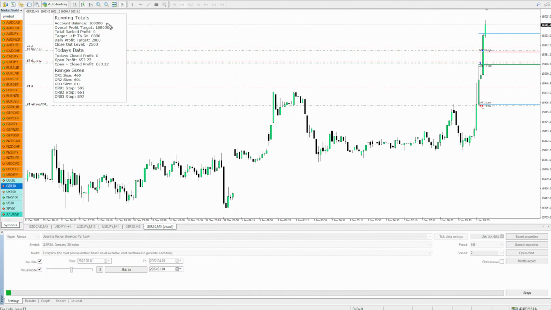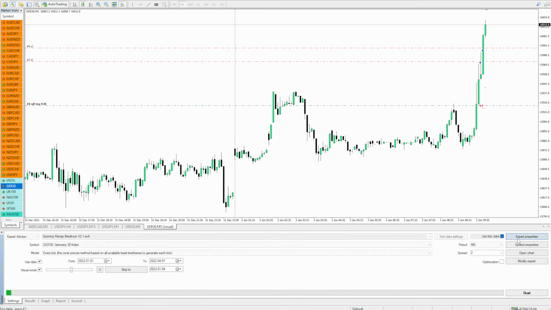So there's your opening account balance. There's your overall profit target. Total bank so far, nothing, because it's obviously just started. Profit left to go. So that is how much profit you've got left to go before you hit your target. Your daily profit target and your closeout level. Now, the vast majority of these settings here, let me just stop the EA and go into the settings.